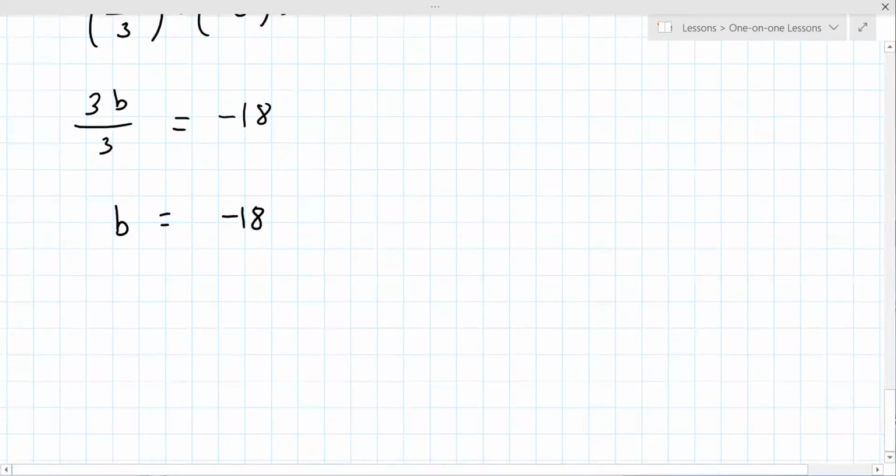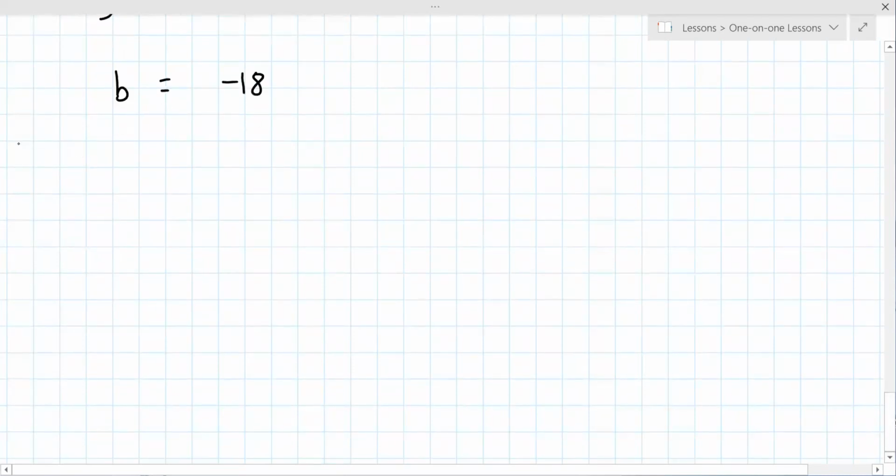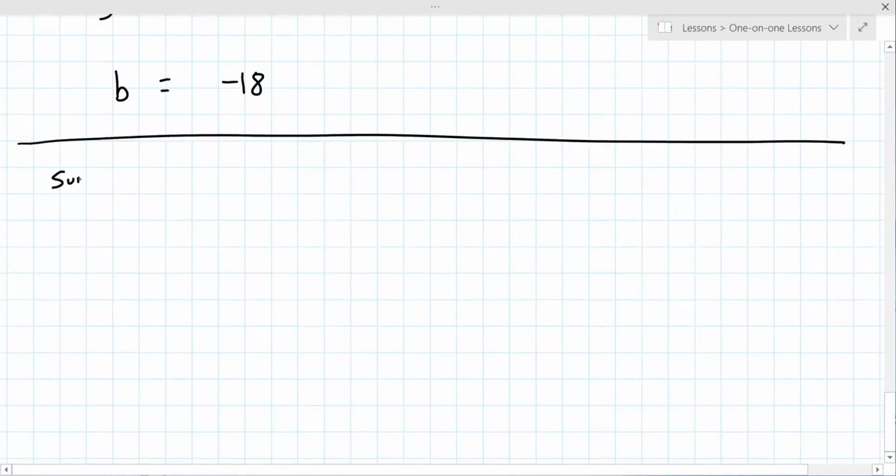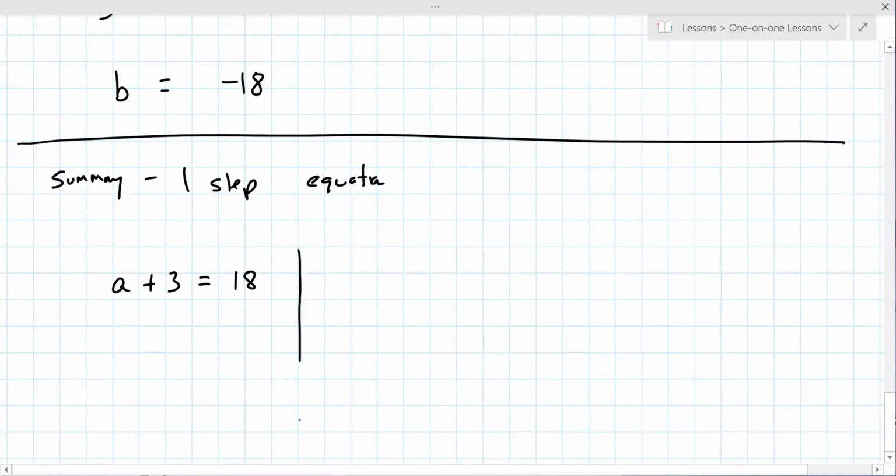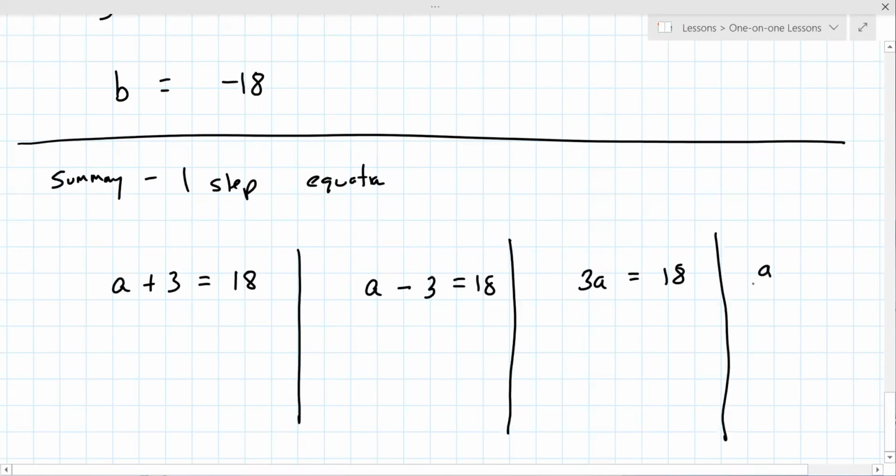So everything we've done so far, I'm going to write a summary of the types of one-step equations that we've been solving, because I think you understand this. This is like a plus 3 equals 18. Another example is a minus 3 equals 18. Another example is 3a equals 18. And another example is a over 3 equals 18.